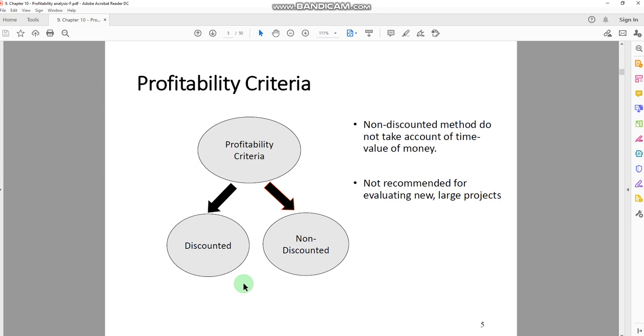Now, profitability criteria can depend on the non-discounted and the discounted methods. The non-discounted method does not take account of the time value of money, and it is not recommended for evaluating new or large projects. So we will start from this method, the non-discounted method. The problem is that it will not account for the time value of money, and it is not recommended for evaluating big and large projects.